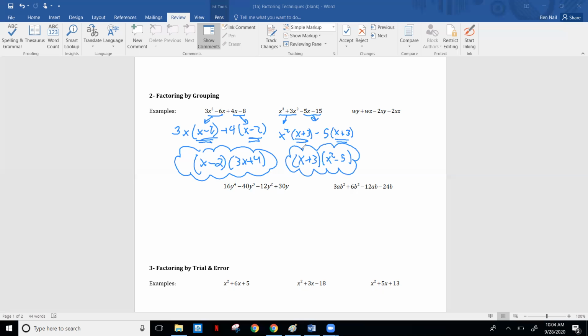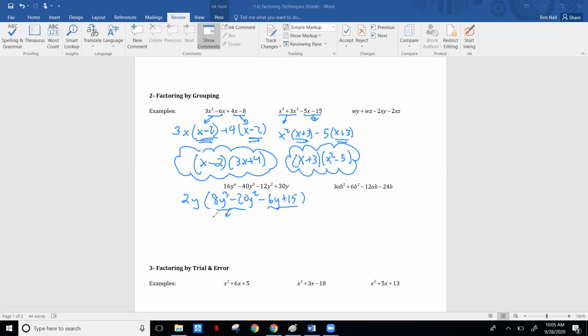Now, these bottom two problems, you factor the same way with one additional step, just like we learned previously. If we can factor out a greatest common factor, we need to do so. If we're looking at this 16y to the fourth, this negative 40y to the third, this negative 12y squared, and this 30y, you can see that those are all divisible by 2. You'll also notice that they all have a y, so we can actually factor out a 2y first. If we factor that 2y out, that leaves us with 8y to the third minus 20y squared minus 6y plus 15.